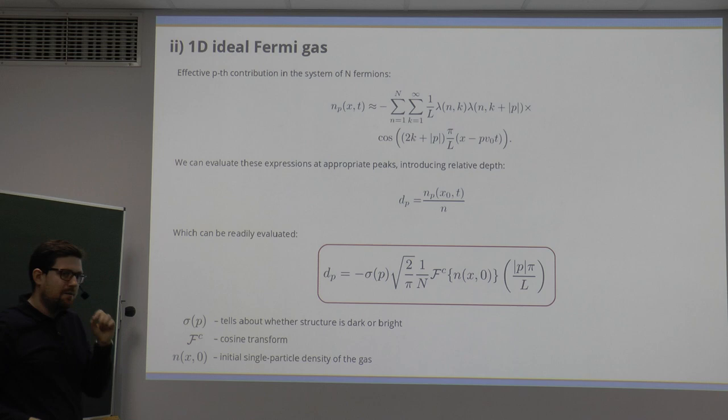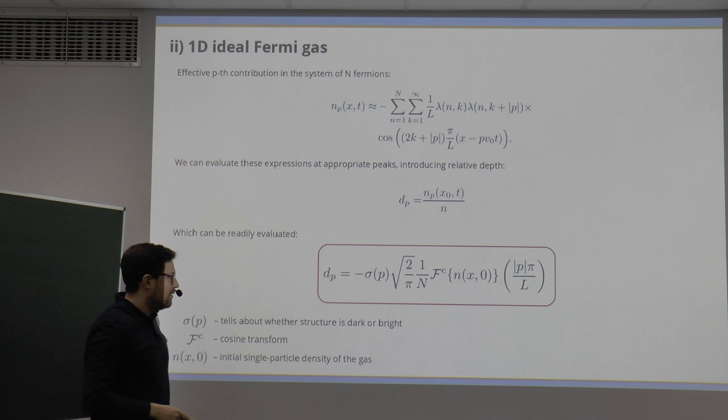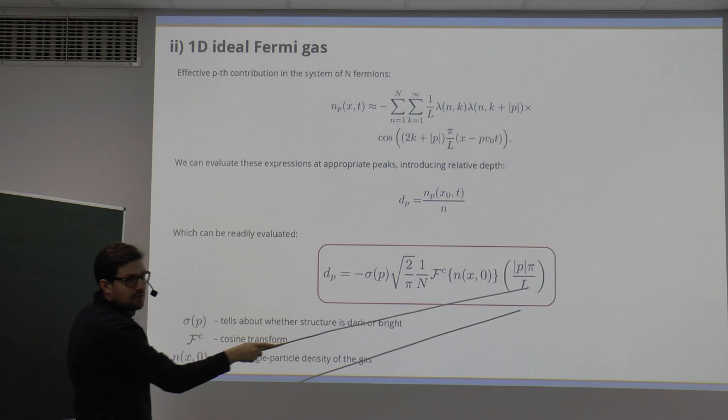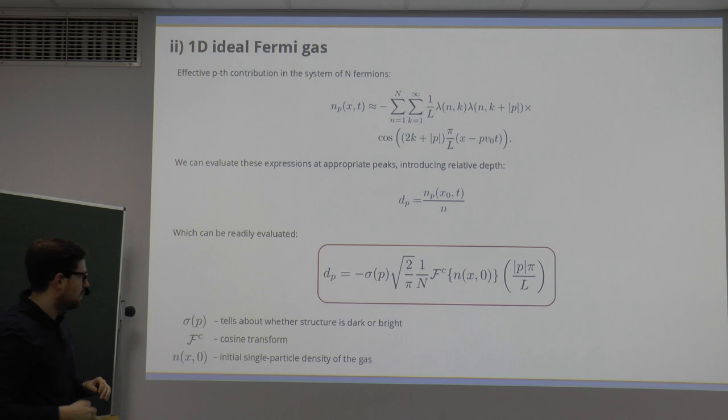So this is the relative depth of the contribution going with the velocity P. As you can see, if this Fourier transform won't scale linearly with N, the relative depth will go to zero. And this is what we wouldn't like to happen. So how to evaluate most easily this initial single particle density?